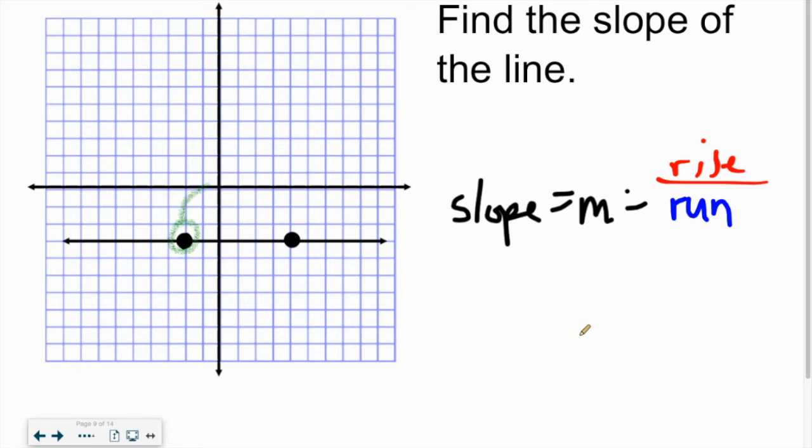So from that point to this guy, how much did we rise? How much did we go up or down? 0. All right, cool. How much did we run from that point to the other one? So 1, 2, 3, 4, 5, 6. Count it again just to make sure. There you have it. Can you simplify that one? I'll accept that. I know IXL accepts it, but let's simplify it down.